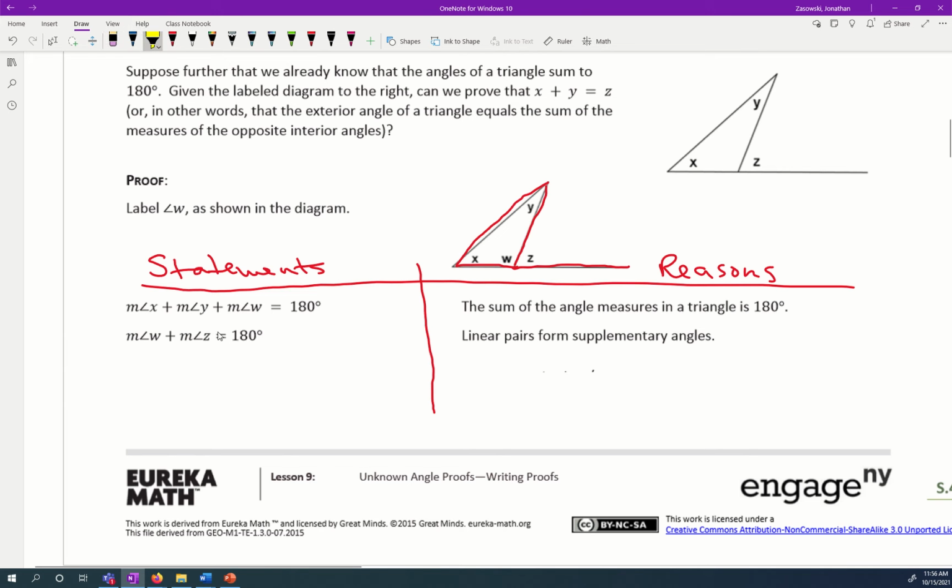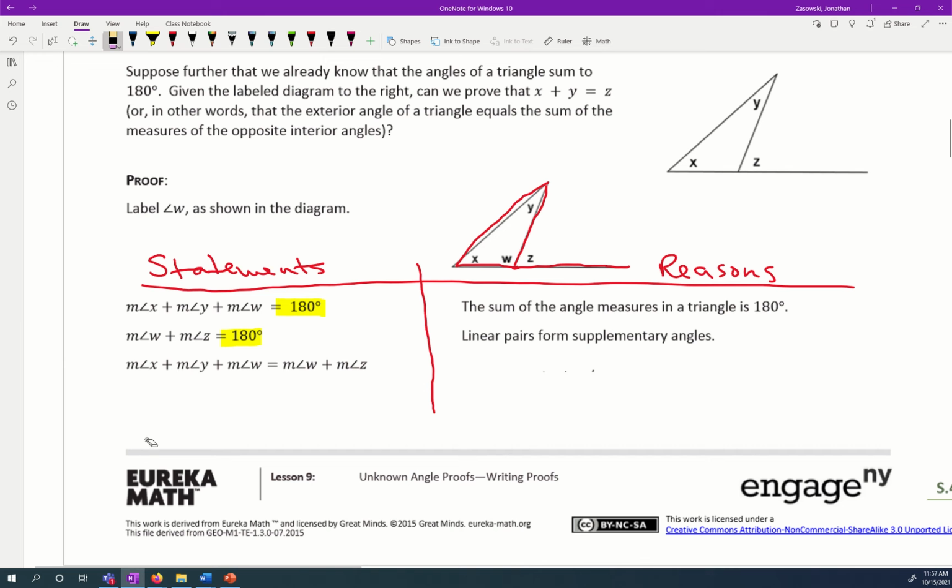Grace, what do we notice about these two equations? What's the same about them? What's at the end of both of the equations? They both equal 180. So if these two equations are equal to 180, just like in the old systems of equations, right? If two equations are equal to the same thing, I can say that they are equal to each other, right? I can set the equations equal.